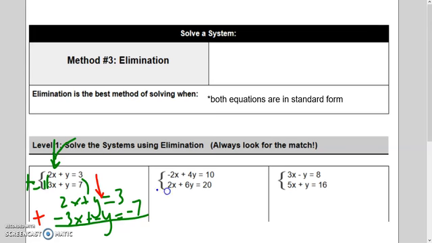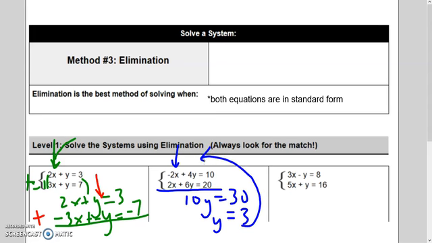So in another example here, if I added negative 2x plus 2x, that's 0. 4y plus 6y is 10y. 10 plus 20 is 30. And then dividing, you get y is equal to 3. And then I plug that back into one of these equations to get my x value. So that's how things look with elimination.